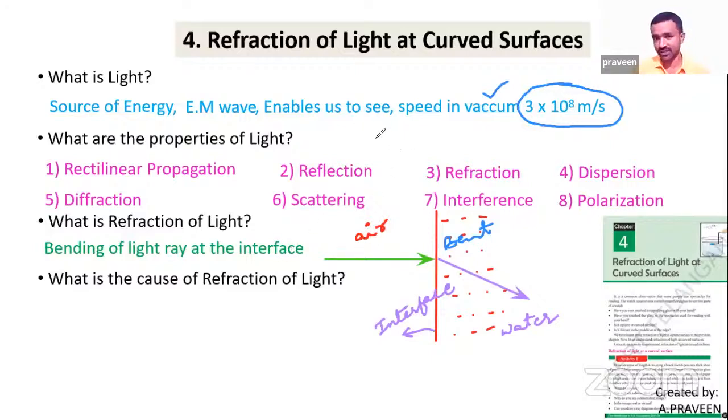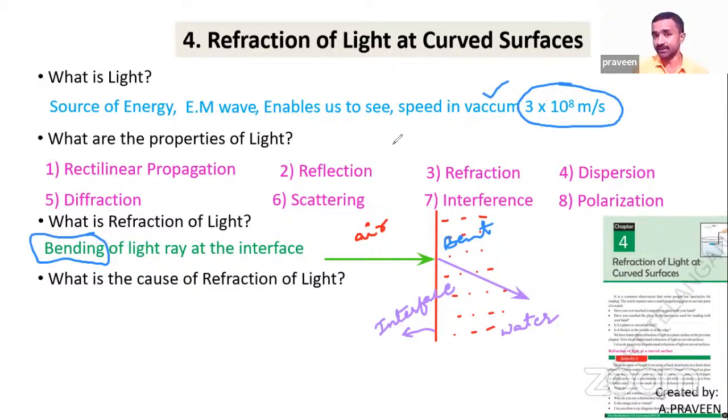Suppose here it is air, a transparent medium. Then water, clear, pure, transparent water. In them, light deviates from its path. That deviation is shown as bending here. So bending or deviation from its path is called refraction.